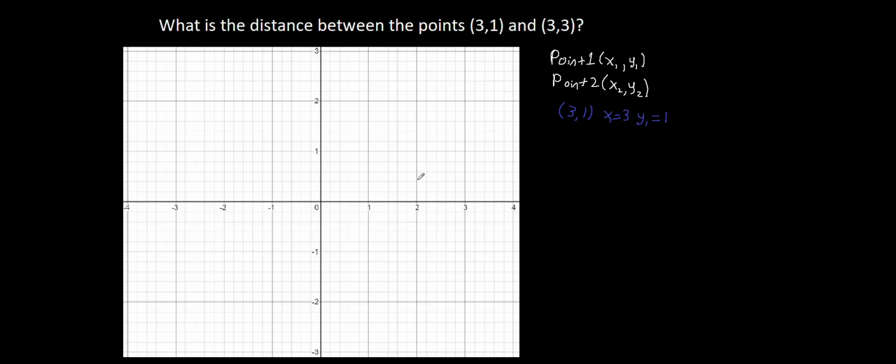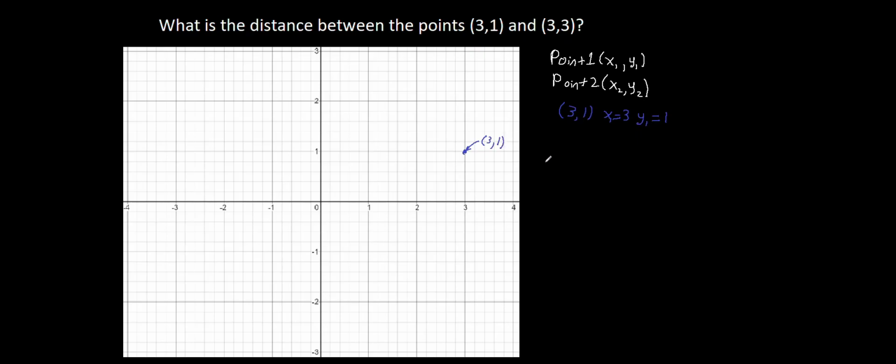So let's actually put this on the graph here. We're going to go over 3, because x is 3. We're going to go up 1. So we're going to put our point right here. This right here is the point 3, 1.